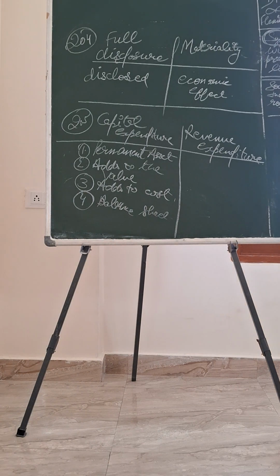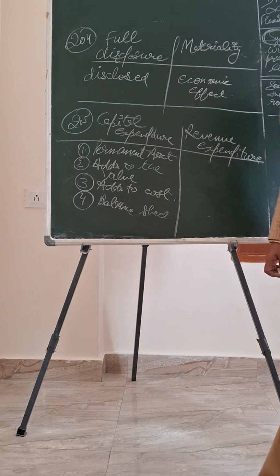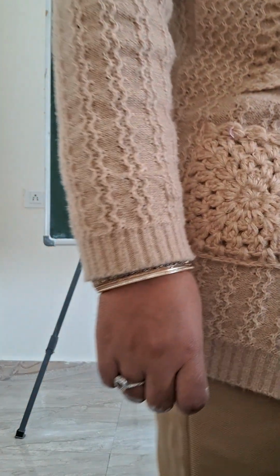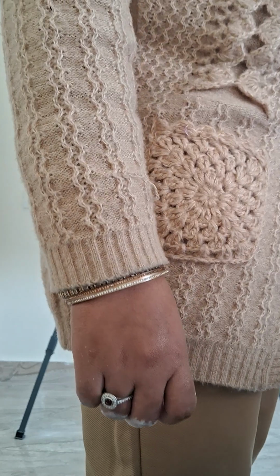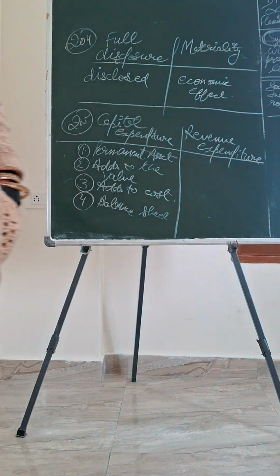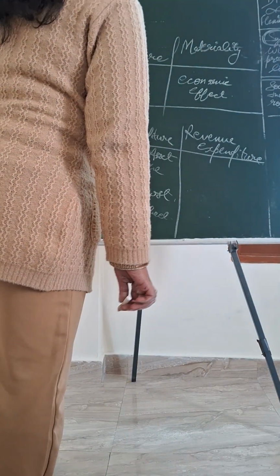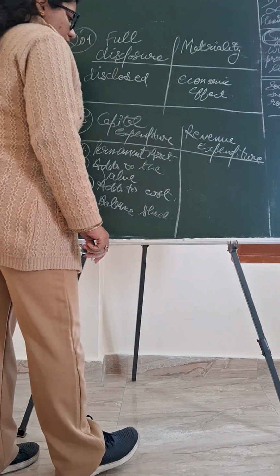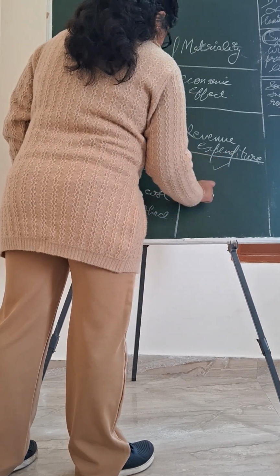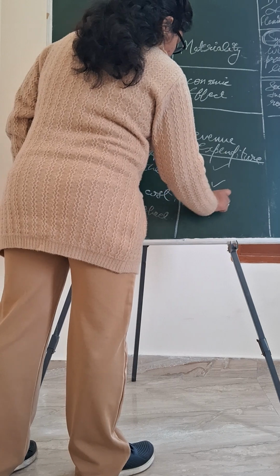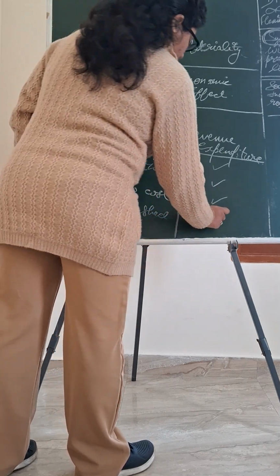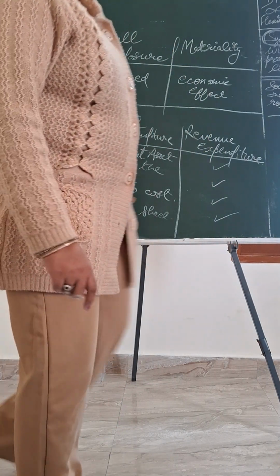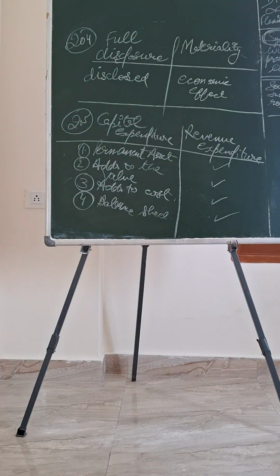Revenue, as the name suggests, is the expenditure incurred for running productivity or earning. It does not add to cost, it does not add to value, and it is shown in the P&L appropriation account. So it is incurred for day-to-day operations. It does not add to the value, and it is shown in the P&L account. Very much clear the difference between capital and revenue expenditure.